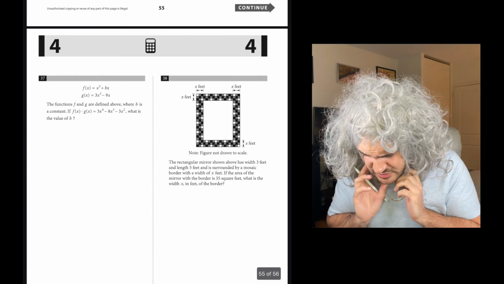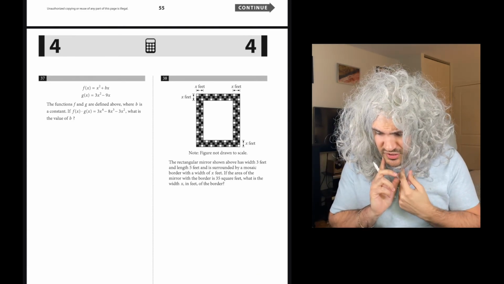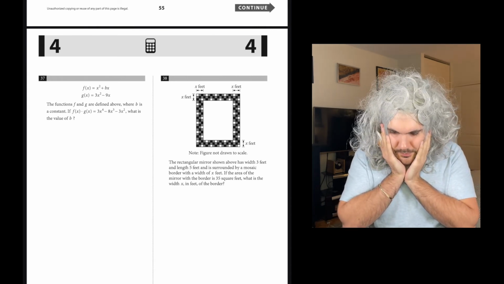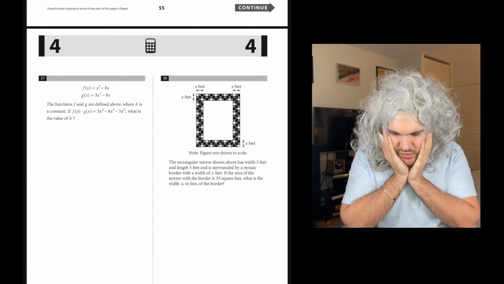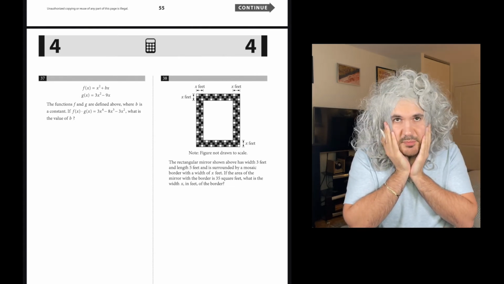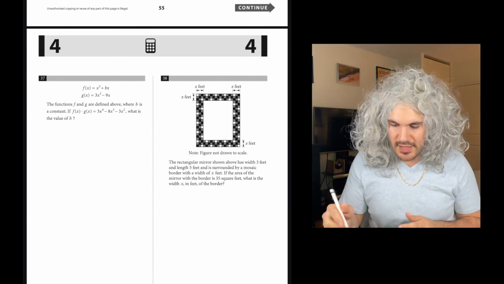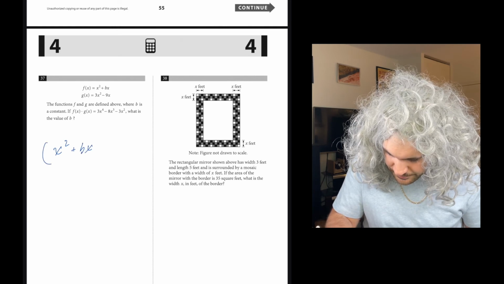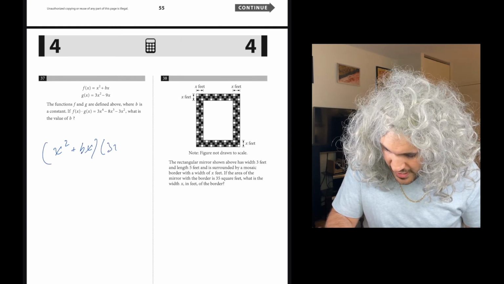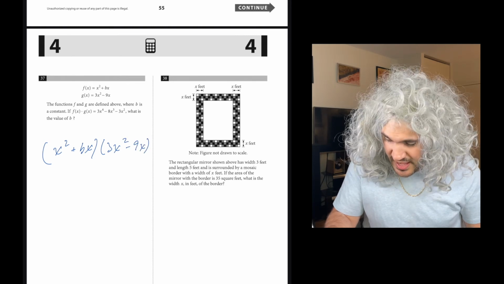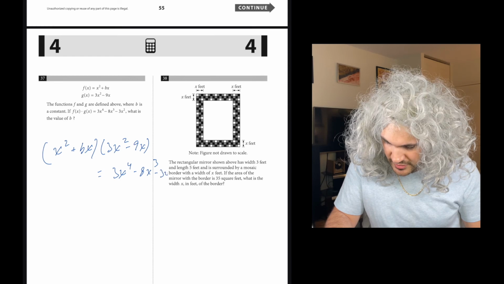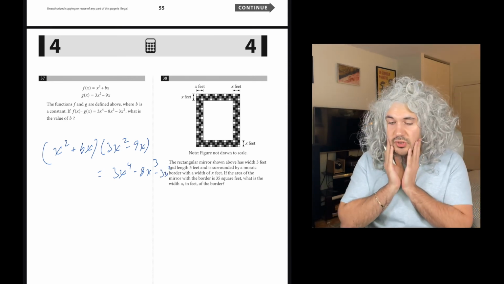Number 37, the function is, if f of x times g of x equals 3x to the 4th minus 8x cubed minus 3x squared, what is the value of b? They told us that we're multiplying f of x by g of x to get this crazy polynomial. So let's do that. So we're going to do x squared plus bx times 3x squared minus 9x. And they said that this whole thing has to be equal to 3x to the 4th minus 8x to the 3rd minus 3x squared.